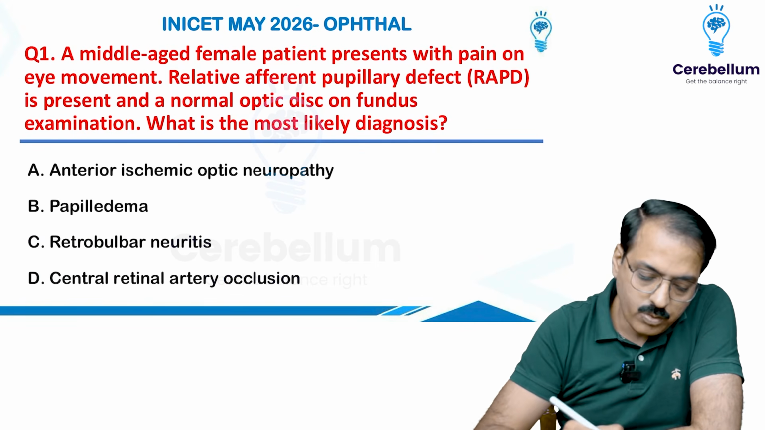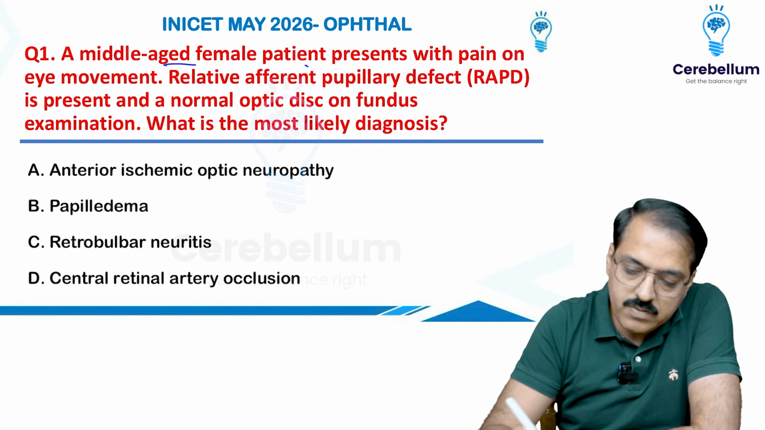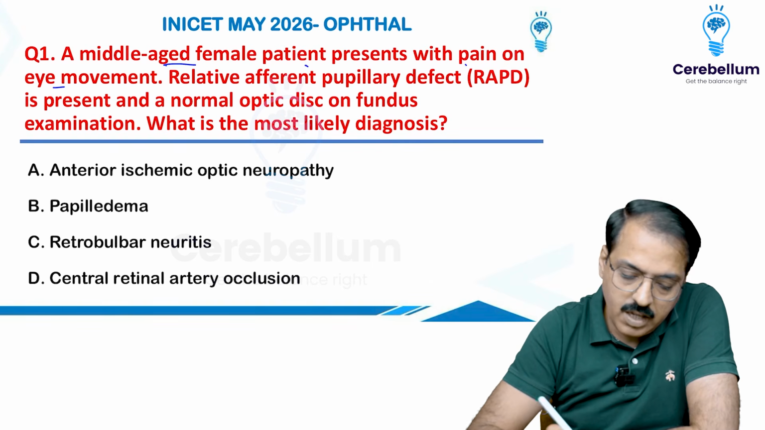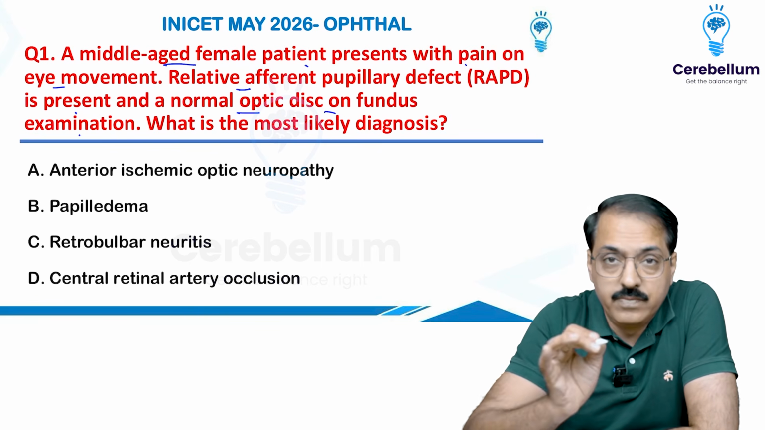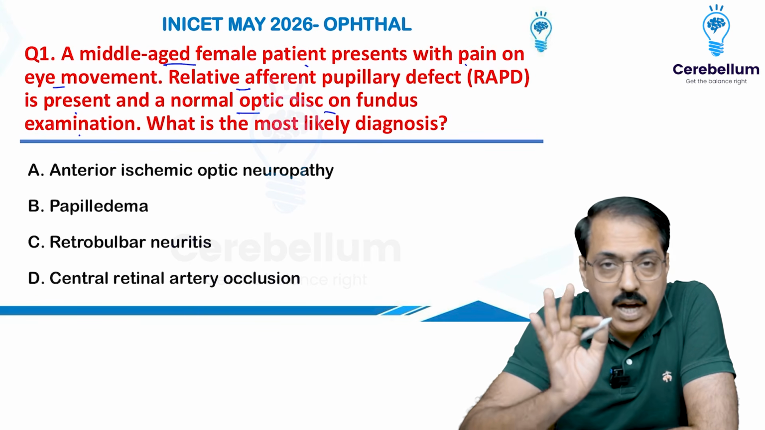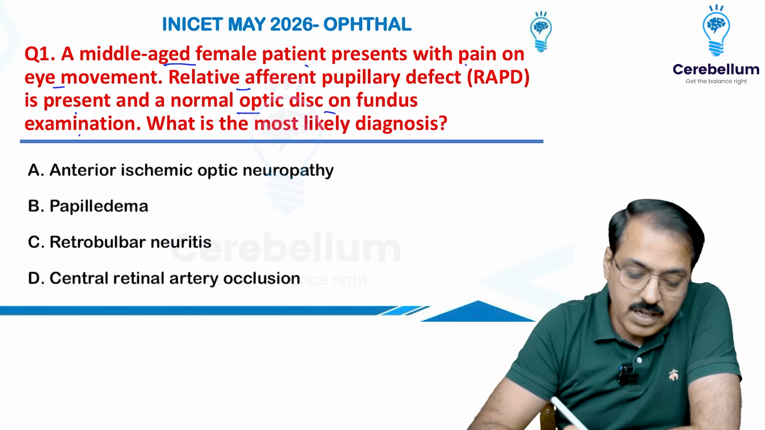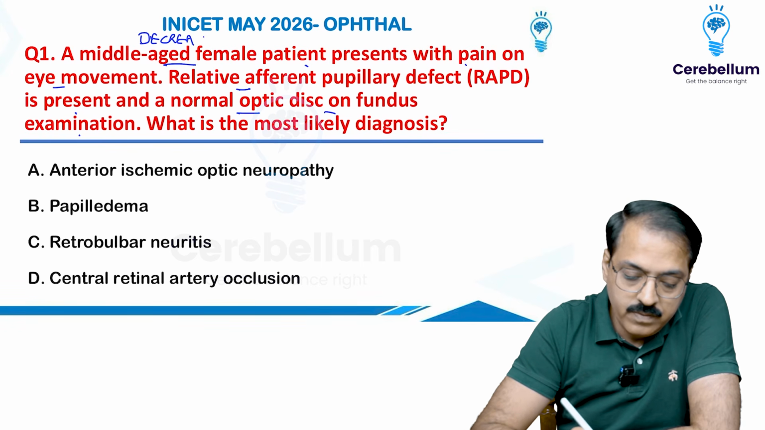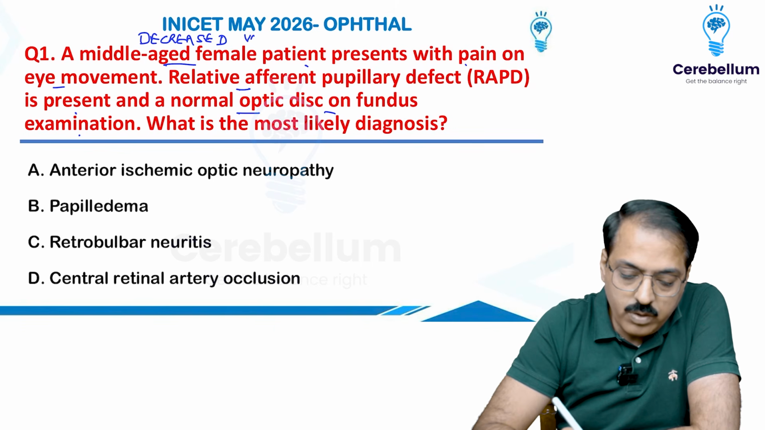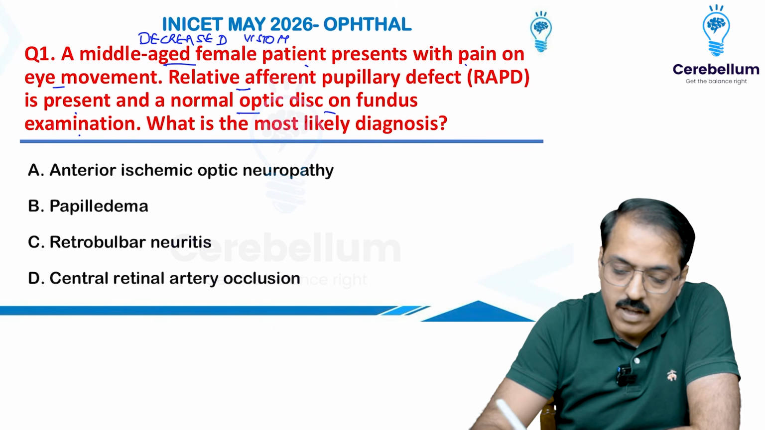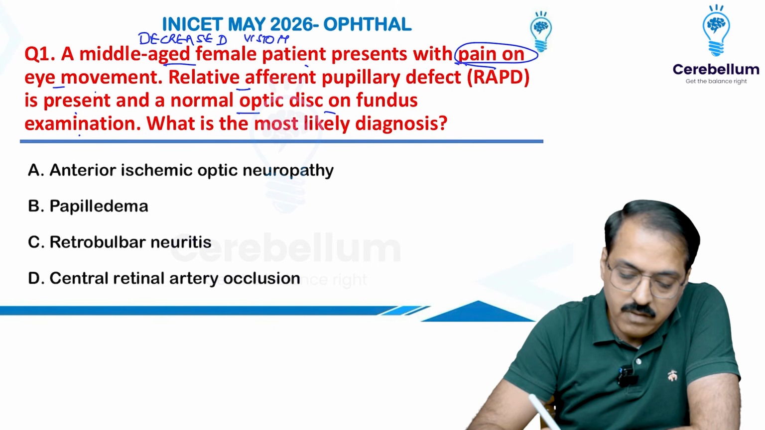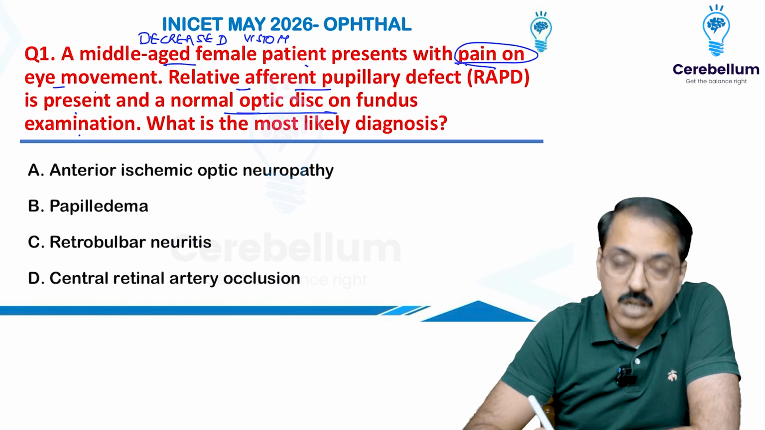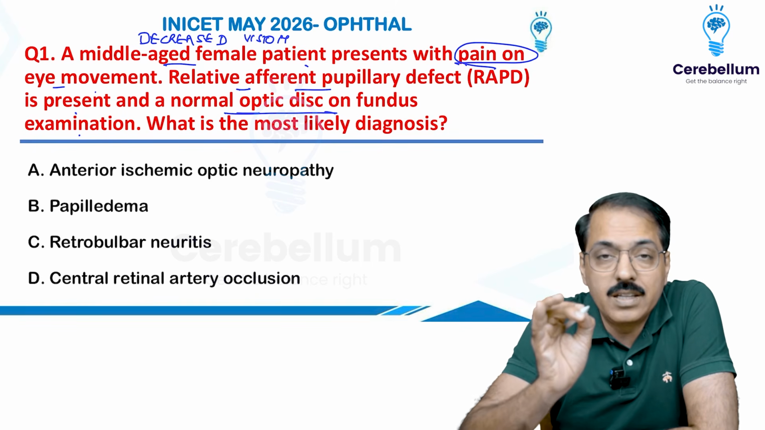The first question was a middle-aged female presents with pain on eye movement, RAPD is present and normal optic disc on frontal examination. So pain on eye movement, RAPD. Some students have said that there was a history of decreased vision also. So if there was a history of decreased vision with pain on eye movement, with RAPD, with optic nerve appearing normal, that is neither the patient sees anything nor the doctor sees anything.